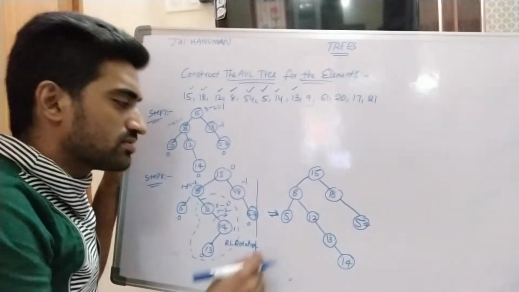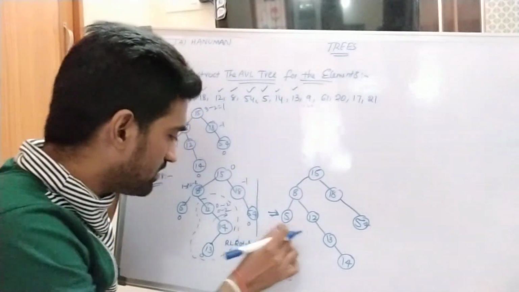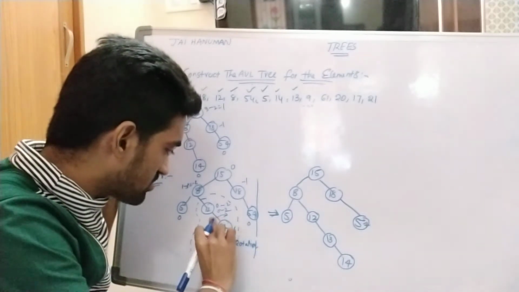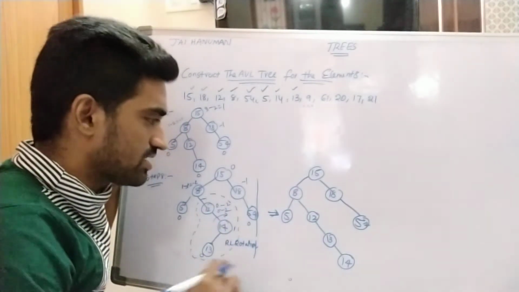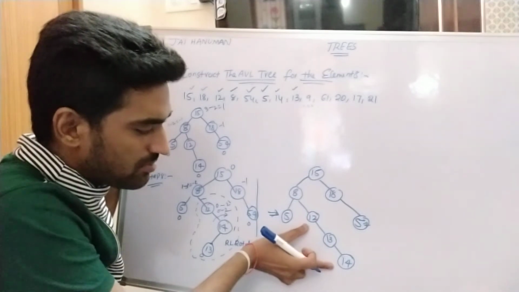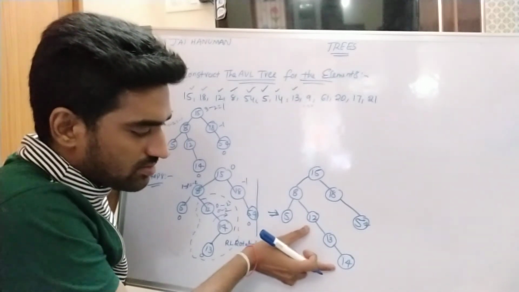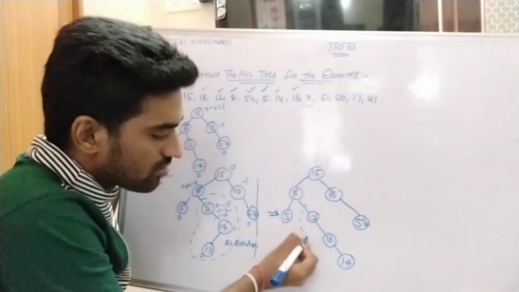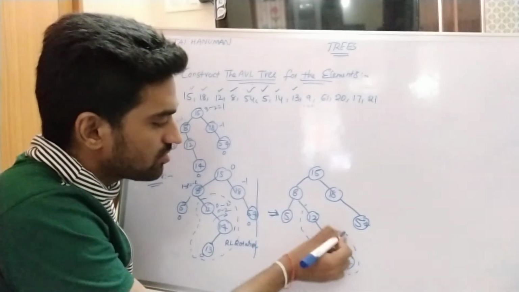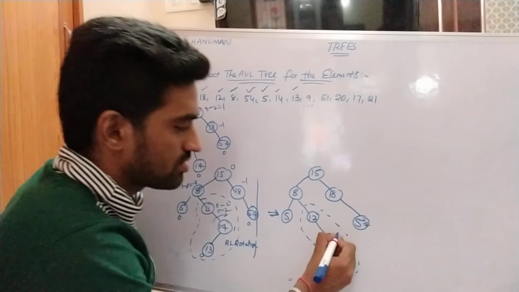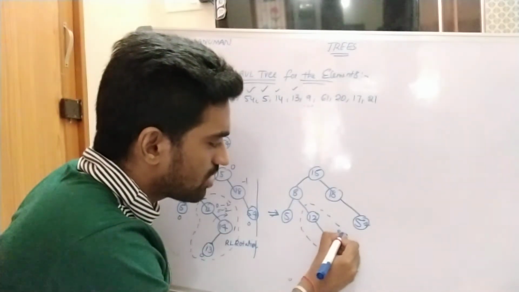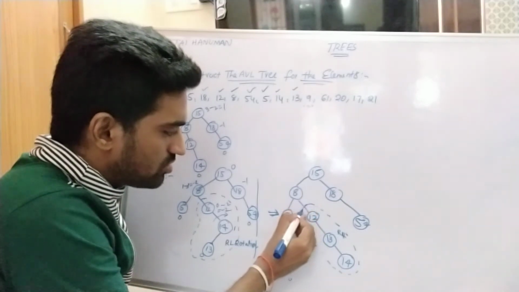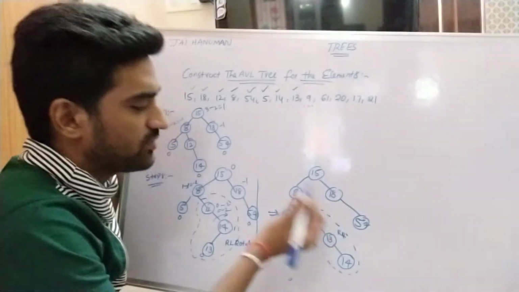Right? So one step has been completed in RL rotation. In the first step, we move this node towards the right direction. Then we form a right skewed binary tree. This is nothing but RR rotation. The second step for RL rotation is RR rotation. So in RR rotation, what are we doing? Just move the node towards the left direction.